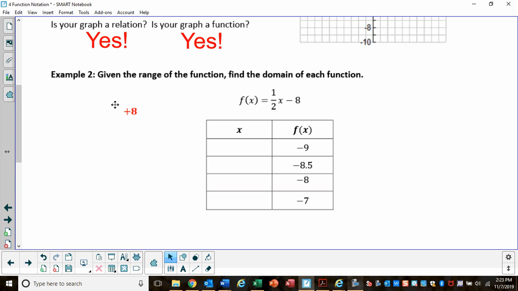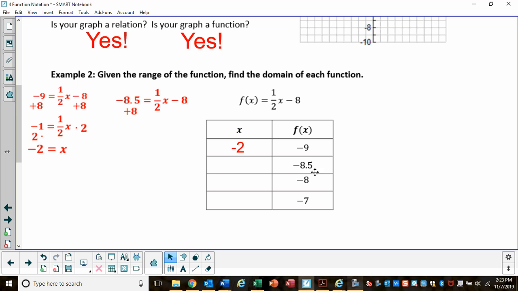So, alright, where's the other one? There we go. That's what I want to start with. So I'm going to first plug in negative 9 for the f of x part. So I replace the entire part. So it's negative 9 equals 1 half x minus 8. So now I just solve for x. Add 8, I get negative 1 equals 1/2 x, multiply by 2, multiply by 2. I get x equals negative 2, so I fill that in my table.